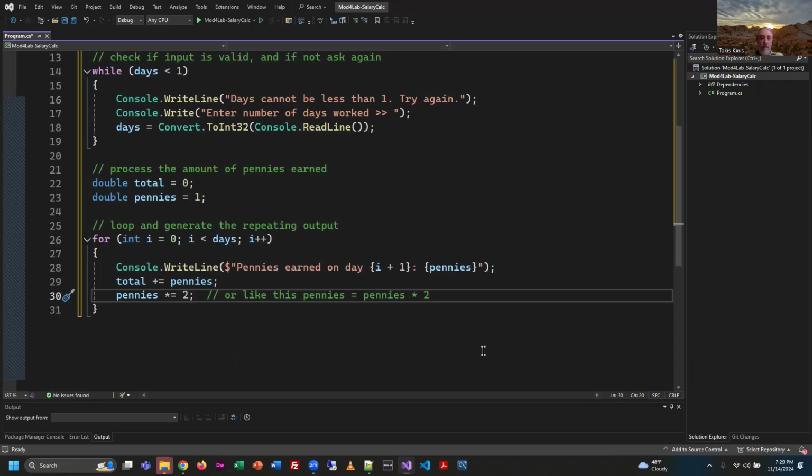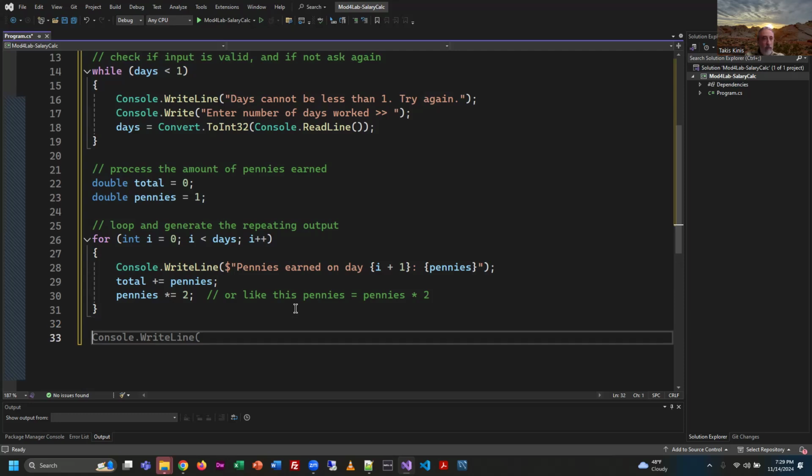All right, so that's the pennies. This is outputting each one of those statements, right? So we're going to show pennies on this day, adding to the total, we're doubling it. I think this probably will work just fine. We'll see when we run it, of course.